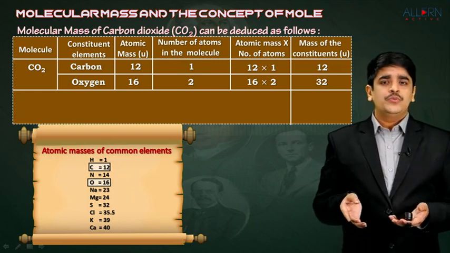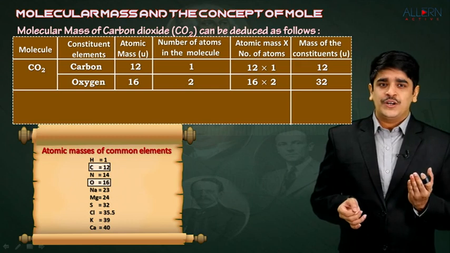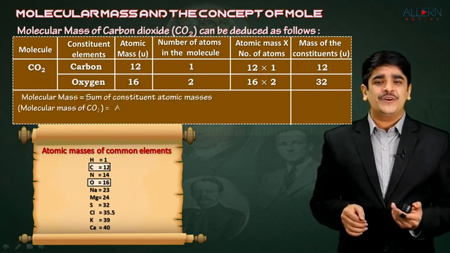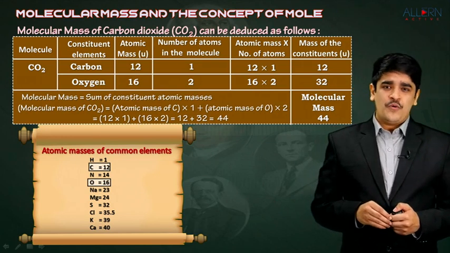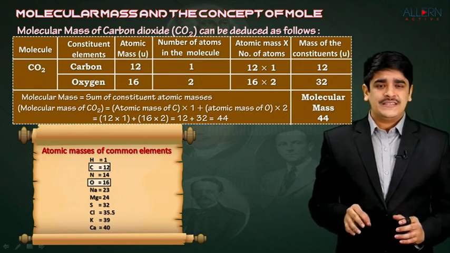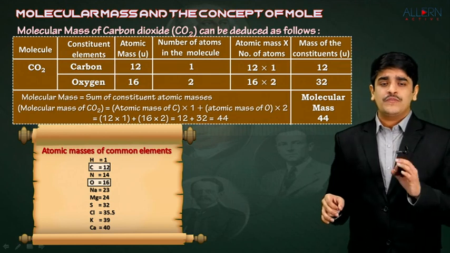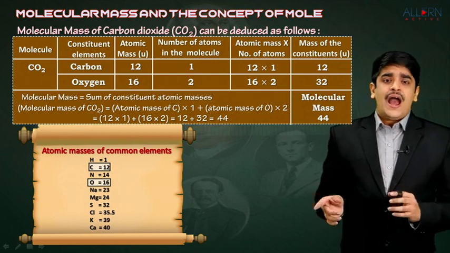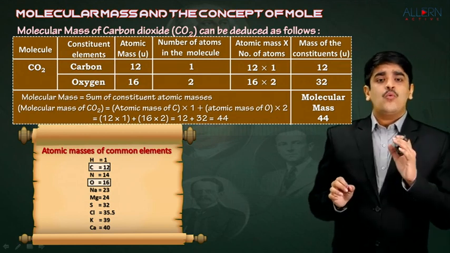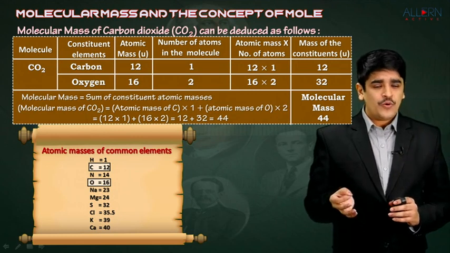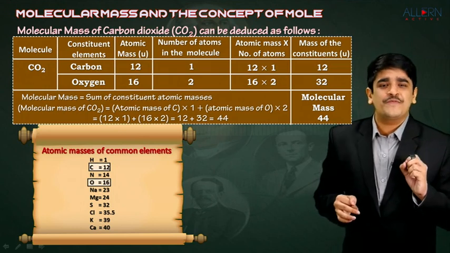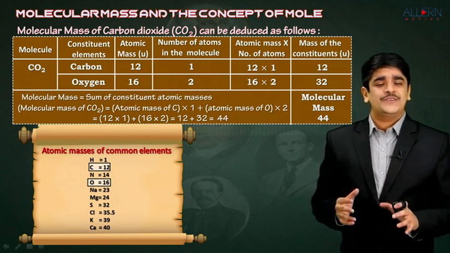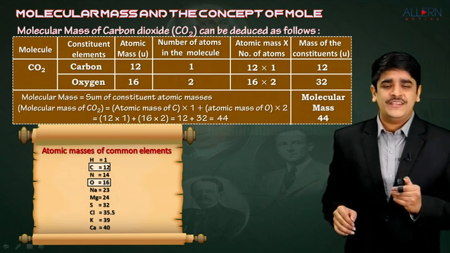Now, what do you need to do? We have 12 for carbon, we have 32 for oxygen, add them up together to give you the molecular mass, which is going to be 44. As simple as that. 12 is the weight of one atom of carbon and 16 is the weight of one atom of oxygen. But since we have 2, we multiplied 16 into 2 to give me 32. 12 plus 32 gives me 44 as my final answer. That's my first sum. Very easy to understand.